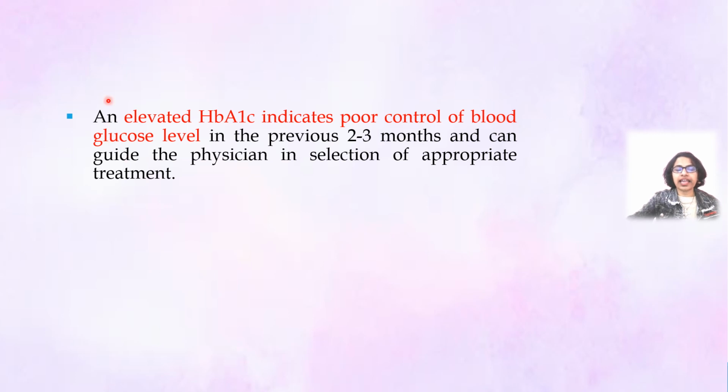Now you understood this. An elevated A1C level indicates poor control of blood glucose level in the previous 2 to 3 months and can guide the physician. The endocrinologist can suggest what kind of management can be provided for the patient.